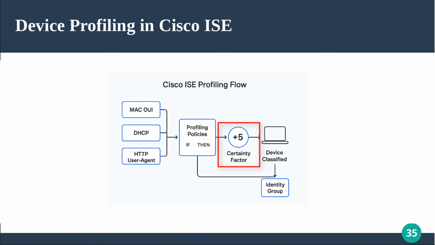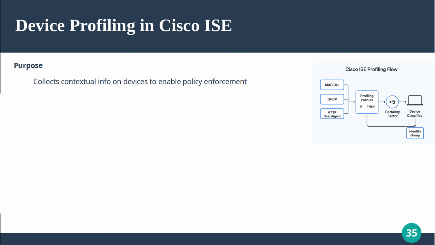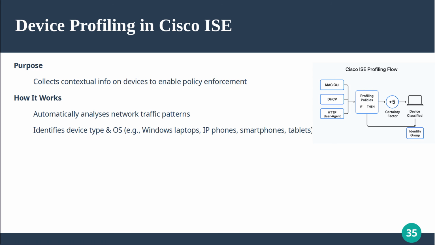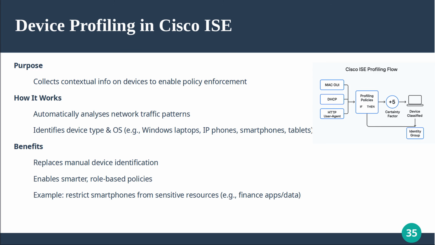So we will have a look at all of this, including the certainty factor in the demo. So the purpose is to collect device information to enable policy enforcement by automatically analyzing network traffic patterns and identifying device types and operating systems, and these are the benefits. It replaces manual device identification. It enables smarter role-based policies, and for example, it restricts smartphones from sensitive resources, for example, financial applications or data.